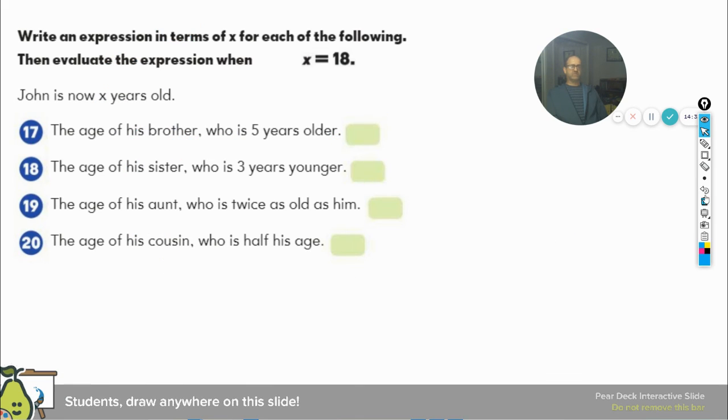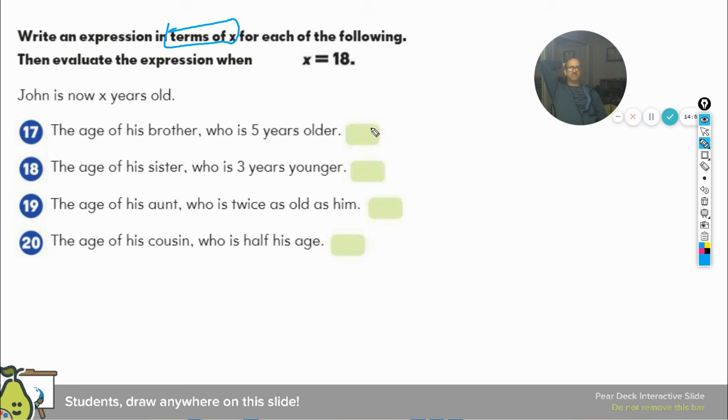Okay, so when we're evaluating expressions, it's basically anywhere there's an X, substitute 18. Okay? So, this is bad. John is now X years old. Oh, John is now 18 years old. Oh, but write it in terms of X. Okay. When it says write it in terms of X, that doesn't mean solve it.